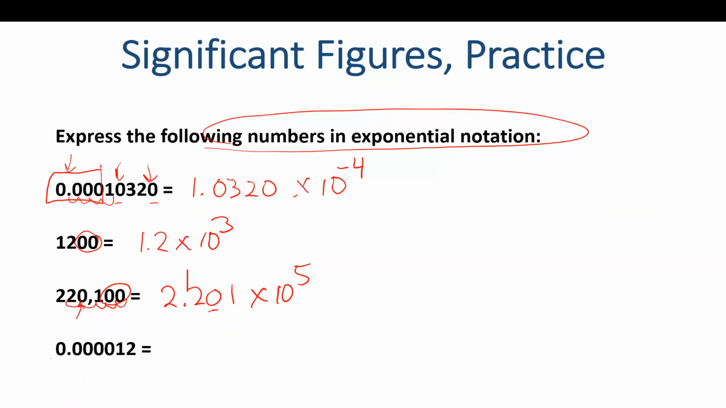Last but not least, all these leading don't count. Their placement value, 1, 2, 3, 4, 5. It's a 1.2 times 10 to the negative 5.